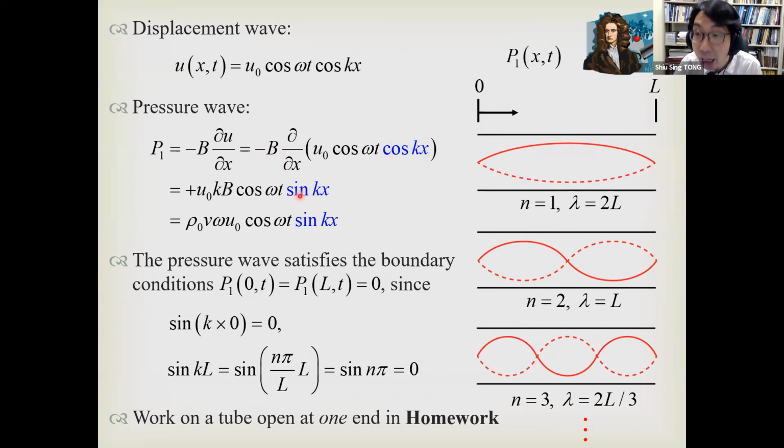The differentiation in X acts on the factor cosine Kx, and that becomes minus sine Kx. The minus sign cancels with the minus sign in front, so that becomes a plus sign. And the chain rule will give you an additional factor of K.